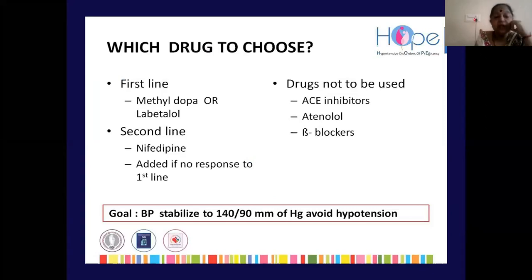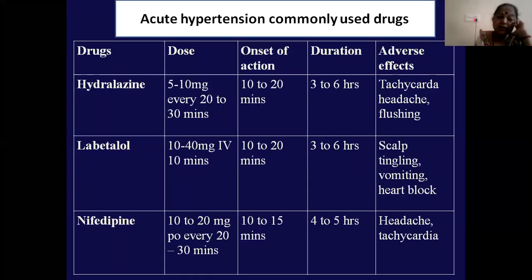But which drug to choose? The first line is methyldopa or labetalol, second line nifedipine, and it is added to the first line if there is no response. Drugs which are not to be used in pregnancy are ACE inhibitors, atenolol, and beta blockers. For acute hypertension, the commonly used drugs are hydralazine, labetalol, and nifedipine.